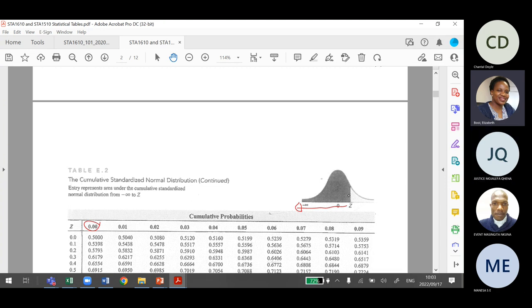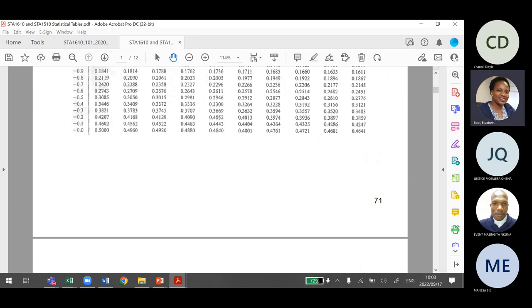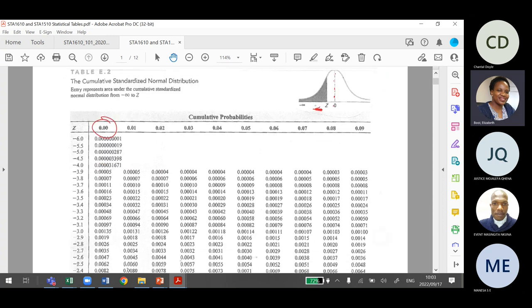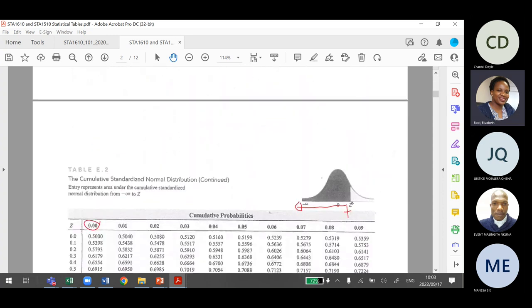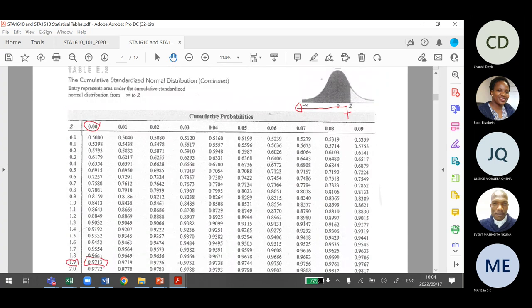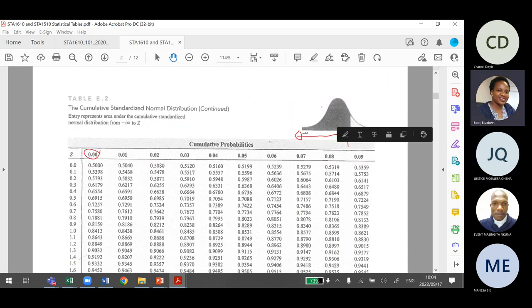Because if it's positive, on the positive side, it will be those values. If it's a negative Z value, it will be the smaller side. But that doesn't discard this. It's the smaller side from the greater than. Hence, you take 1 minus that value when we deal with the greater than to get the smaller portion.